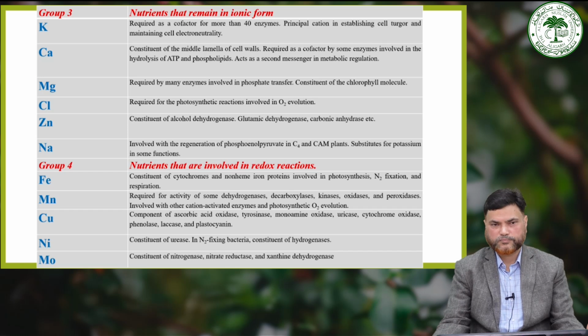Then chlorine. Chlorine is basically necessary for photosynthetic reactions involved in oxygen evolution, contributing to the production of oxygen during photosynthesis. Now the next element present in group 3 is zinc, which serves as a constituent of various enzymes including alcohol dehydrogenase, glutamic dehydrogenase and carbonic anhydrase, playing a very essential role in metabolic processes.